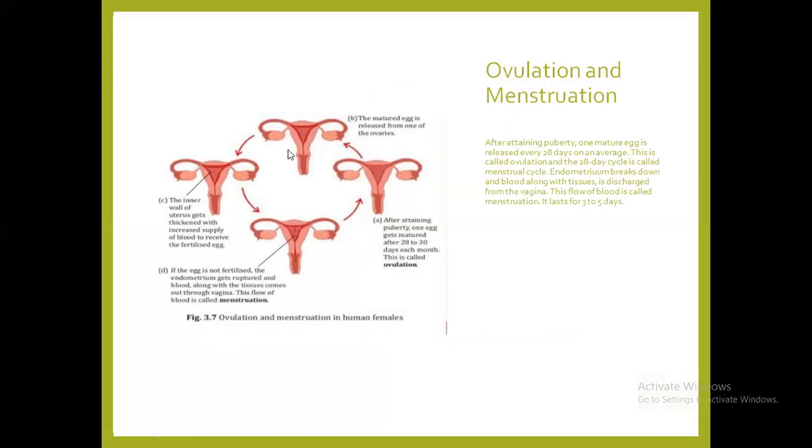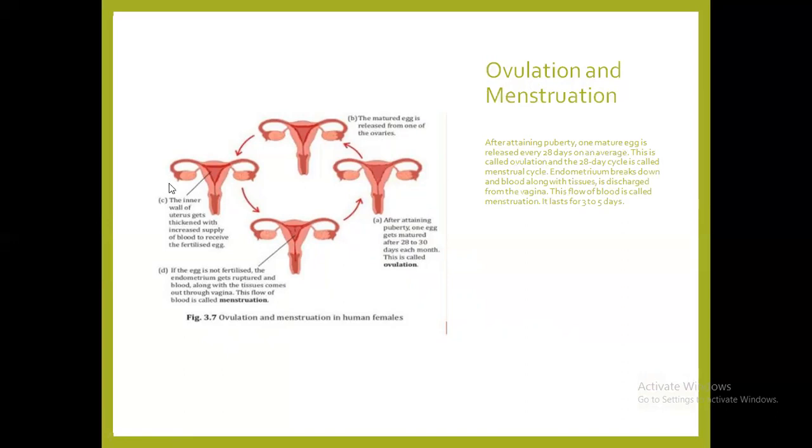So here in this first diagram, you can see that after attaining puberty, one egg gets matured after 28 to 30 days each month. This is called ovulation. Here in diagram A, you can see the ovulation take place, that is, one egg gets matured. Then in B, the matured egg is released from one of the ovaries.